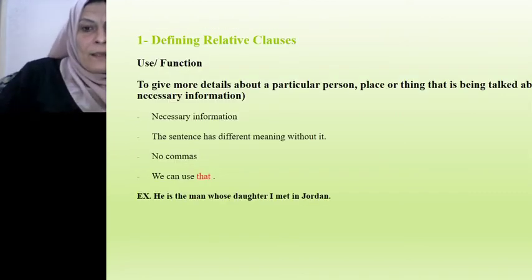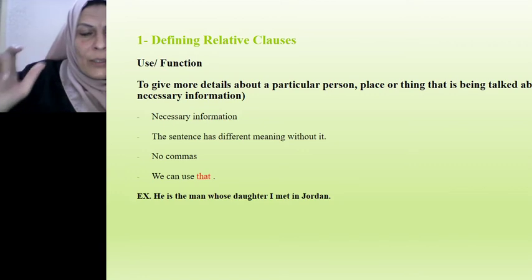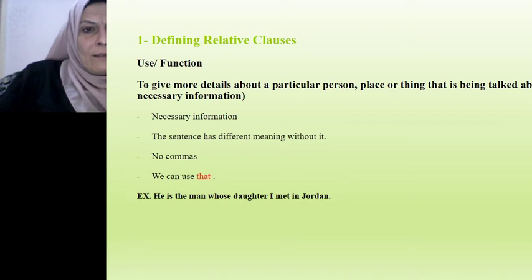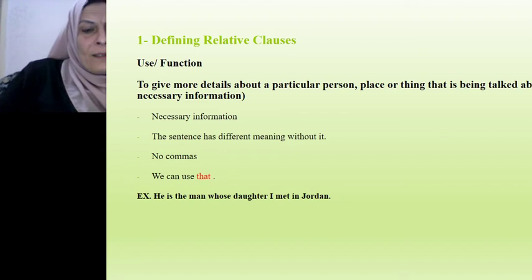In summary, we use defining relative clauses to give more details about a particular person, place, or thing that is being talked about. The main thing is that defining relative clauses add necessary information, معلومات ضرورية جدا. The sentence has a different meaning without it. If we delete the relative clause, it will make a difference in the meaning. We don't use commas, no commas.